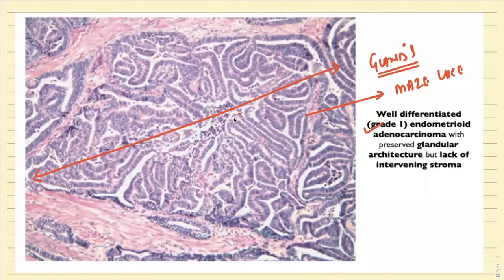If you see this gland and this gland, both of them are back to back. They are present in a back-to-back configuration with no intervening stroma in between. That means that there is stromal invasion by these glands. Is this very clear?